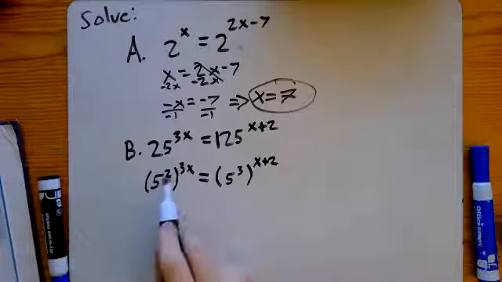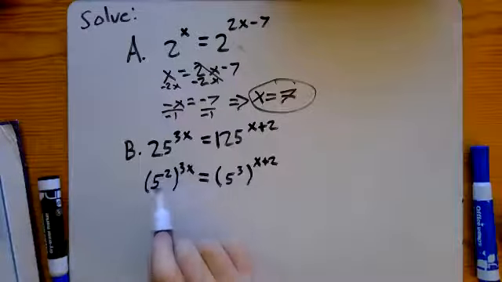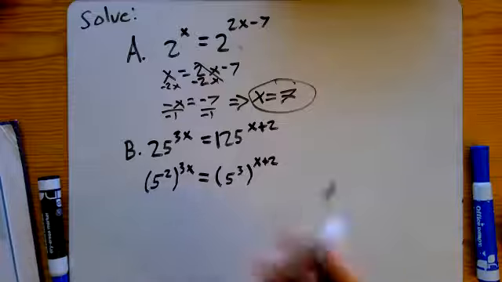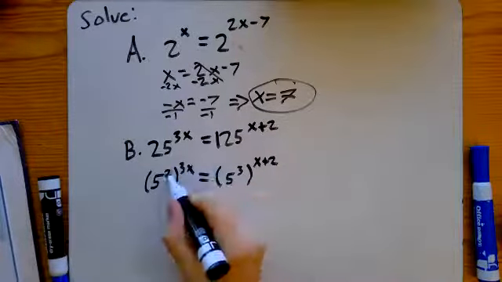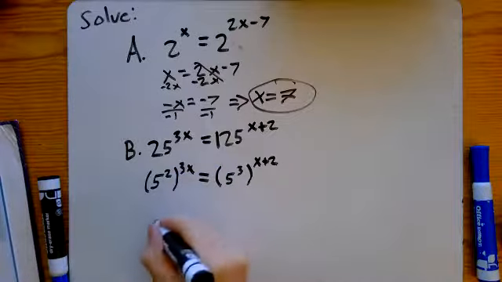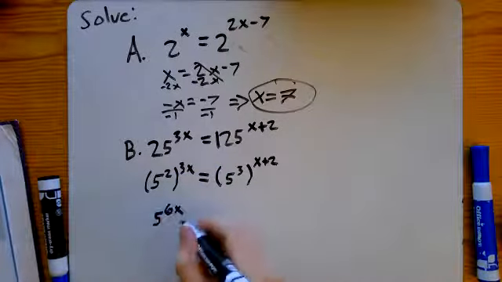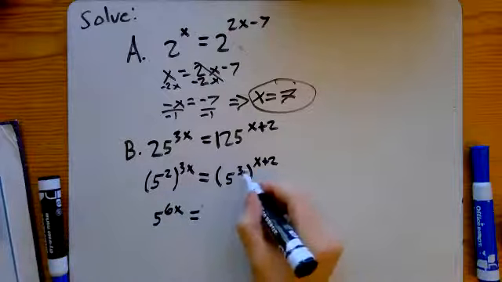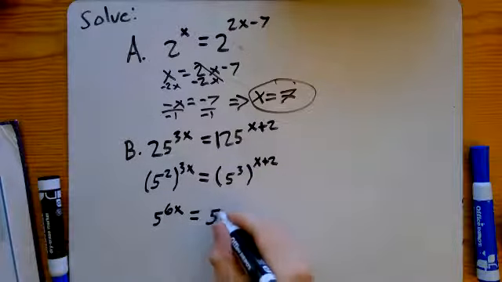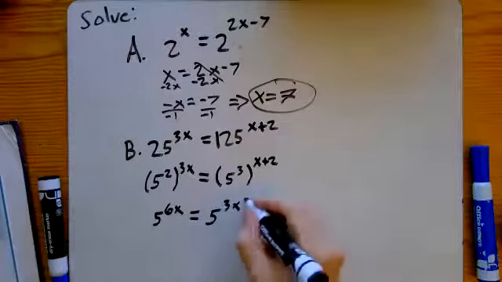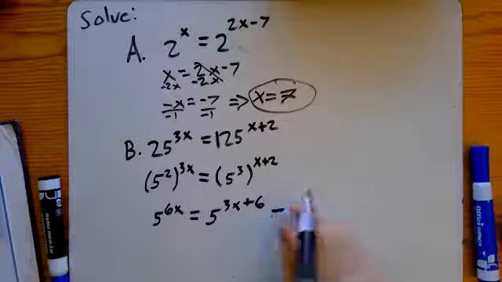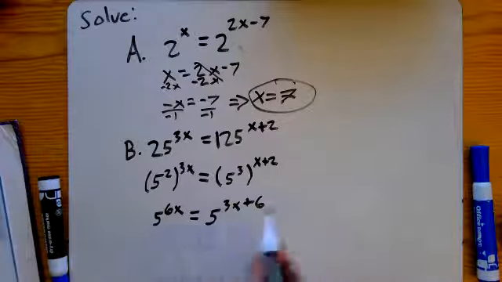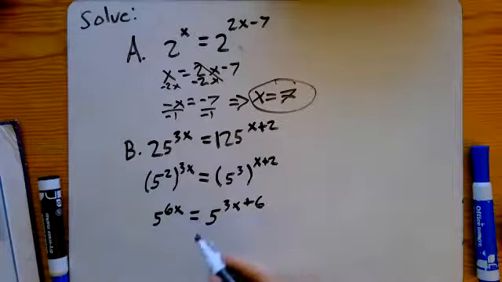So now these bases are not quite the same. 5 squared and 5 cubed are not common, but I can use the power of powers property: multiply 2 by 3x to get 6x, multiply 3 by x plus 2 to get 3x plus 6. There we go. Now they have common bases, which we can chop off.